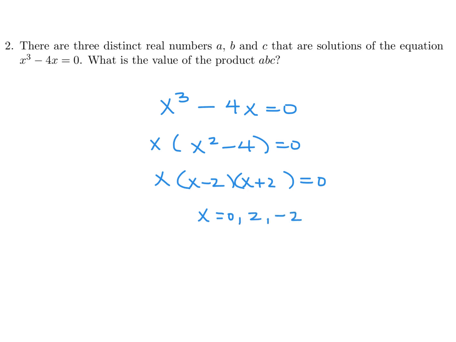Those are the roots. So we can just label them A, B, C like that. So the product ABC would be 0 times 2 times negative 2, and that is just 0. So 0 is the answer to this question.